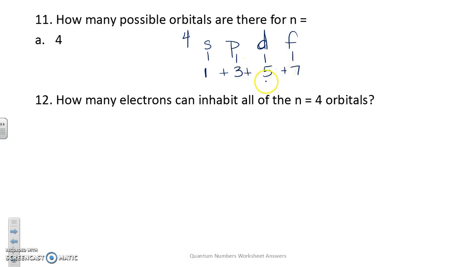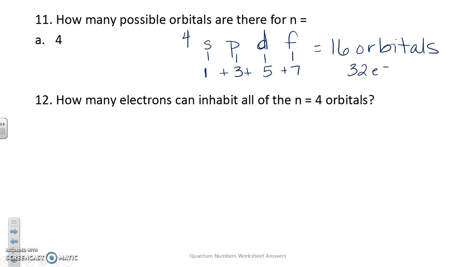what do we get? I don't know. I was asking you. Okay. 4 plus 5 is 9. 9 plus 7 is 16. So 16, right? 16 orbitals. And how many total electrons did we say could fit in those orbitals? 32 electrons. So all you had to do is take half.